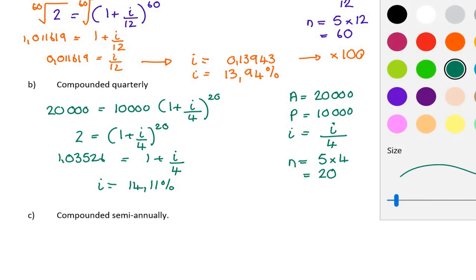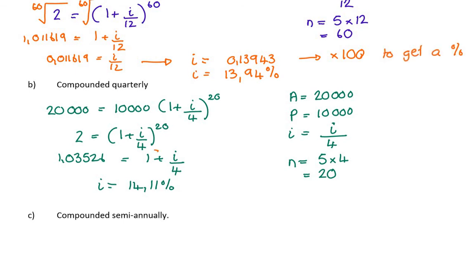So just to explain to you what I did there, since I haven't written it down, I subtracted 1 on both sides, so I got 0,035, then I multiplied by 4, and then I times by 100. And as predicted, I got a higher percentage than compounded monthly, which does make sense.